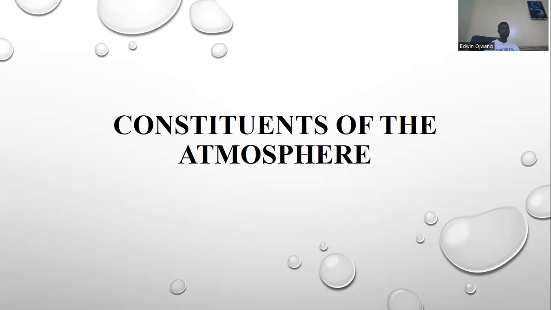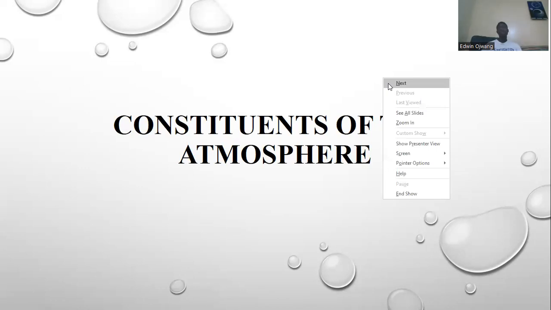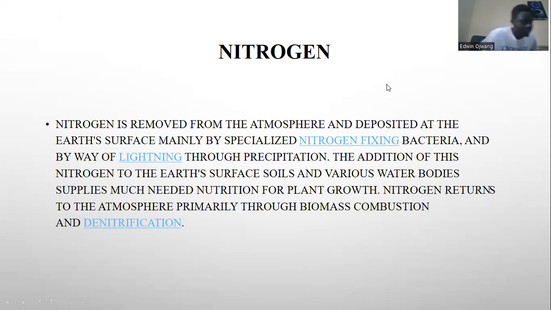Today we are in chapter 2 of the unit on climatology, which covers the constituents of the atmosphere. Last time we spoke about the scope and development of climatology, whereby we looked at the history and came to understand the modern forms climatology has taken, as well as the significance of climatology. Now today we are looking at the constituents of the atmosphere.